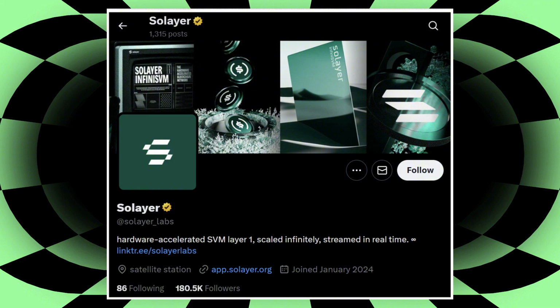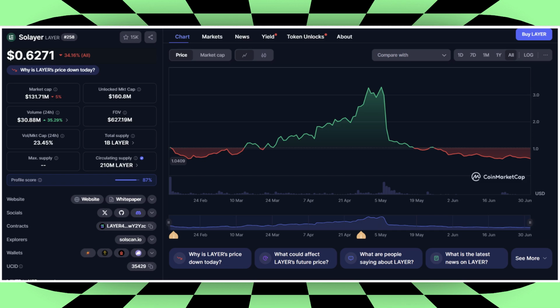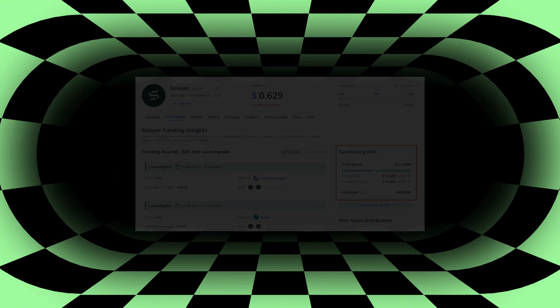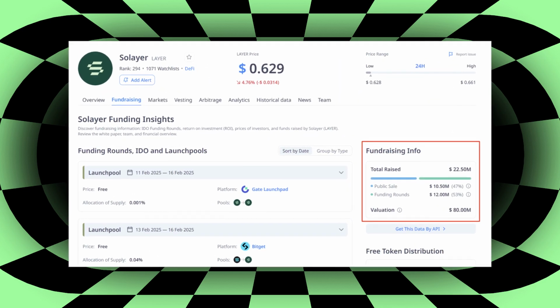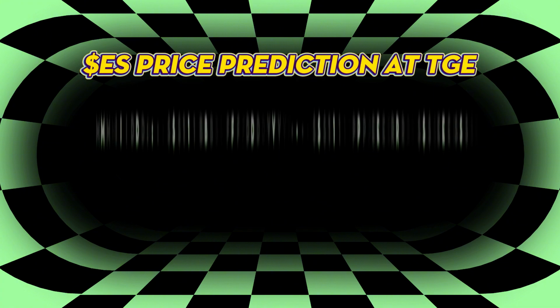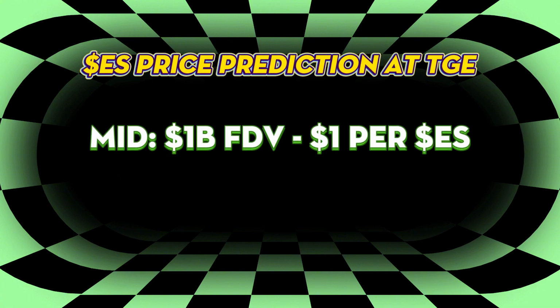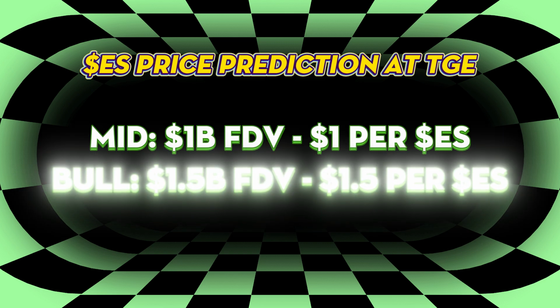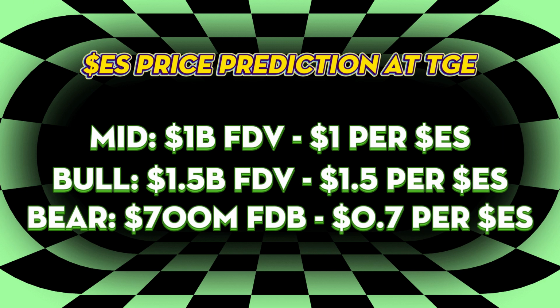Compared to SolLayer, which is also building SVM on Ethereum but differently, the token's FDV at launch was $1 billion, then dropped to about $630 million, then reached the all-time high of $3 billion about 3 months after. SolLayer only raised a third of the amount compared to ES, only about $22 million. So for Eclipse, I'm looking at $1 billion FDV at the TGE. That's the middle case. For the bull case, 1.3 billion, and the bear case is $700 to $800 million in FDV. The current market situation is not that bullish for altcoins, so we're gonna see.